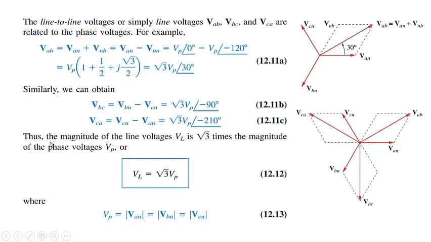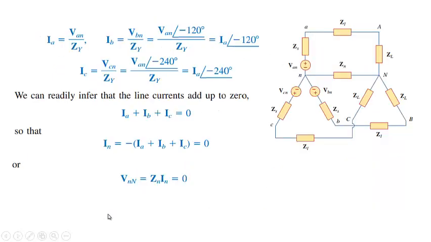So in general, the magnitude of the line voltage is root 3 times the magnitude of the phase voltage. So in case of a Y connection, the magnitude of the line voltage is equal to root 3 times the magnitude of the phase voltage, where VP is equal to VAN, VBN and VCN. We know that VP is the RMS value of the phase voltage, and they are equal.